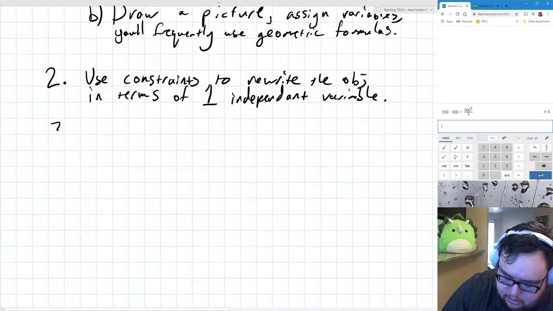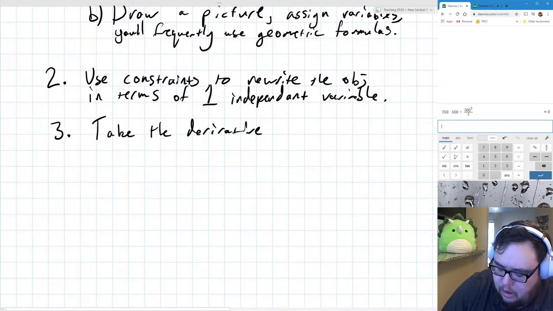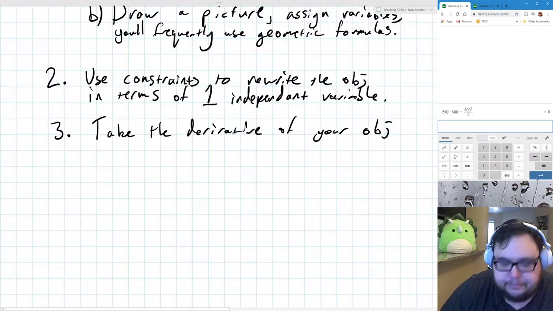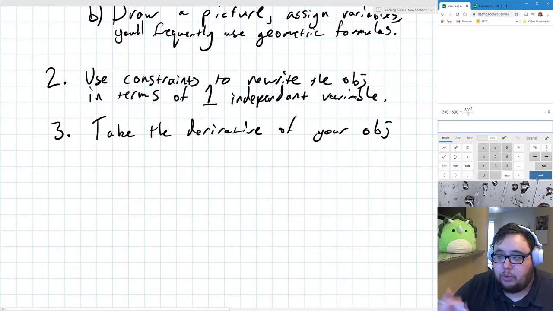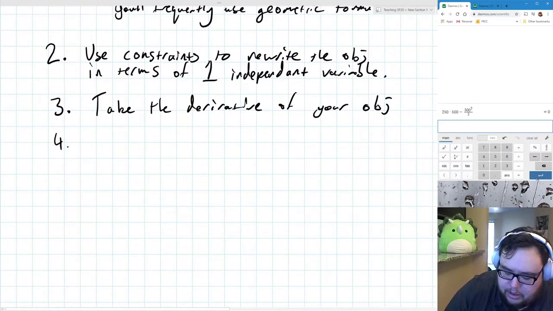Step three, take the derivative of your objective. This is the calculus part, right? This is the part where you're actually doing the things that we've learned in this class. Step four is find any critical points.